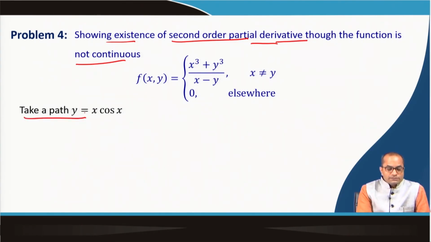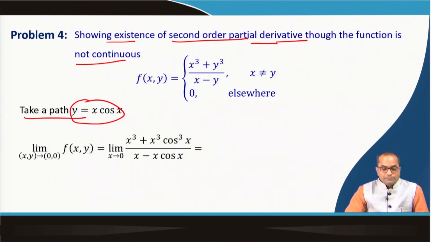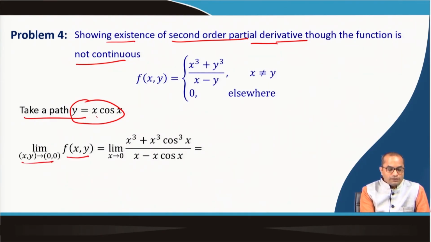And just to show that this is not continuous, we will take a special path y is equal to x cos x and see what the limit is when we approach the origin. So, xy goes to 0 0, and along this path, which will obviously take you to the origin, we will just set limit x to 0 and substitute y is equal to x cos x.